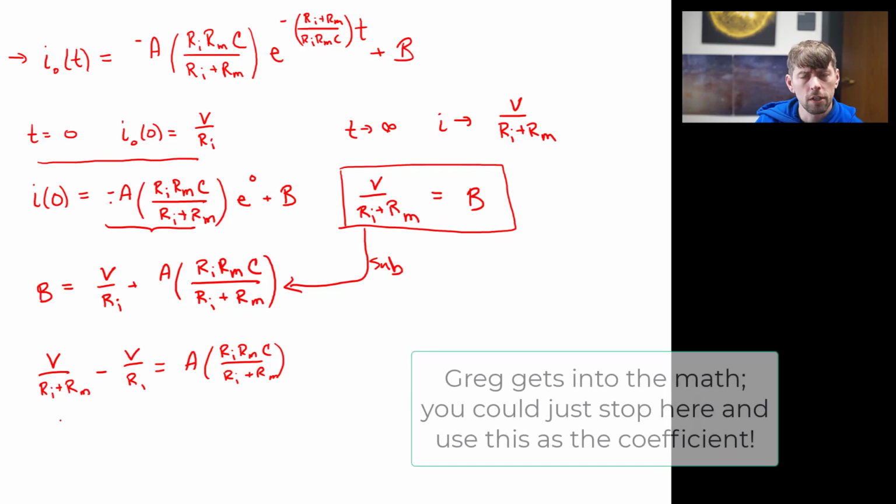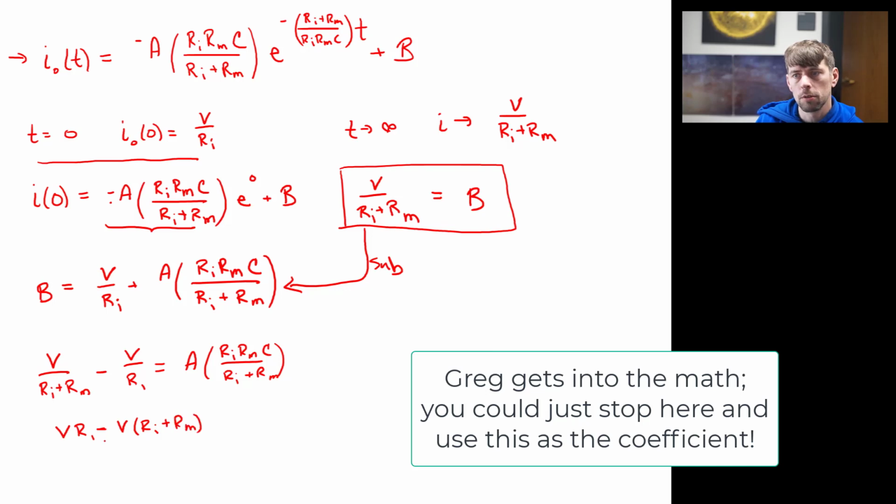Of course, we want to get a common denominator, and so you could have V Ri minus V times the quantity Ri plus Rm. So we get a goody-goody moment right there, all over Ri times Ri plus Rm. Quantity. So don't forget those parentheses. Of course, we have a couple of goody-goody moments.